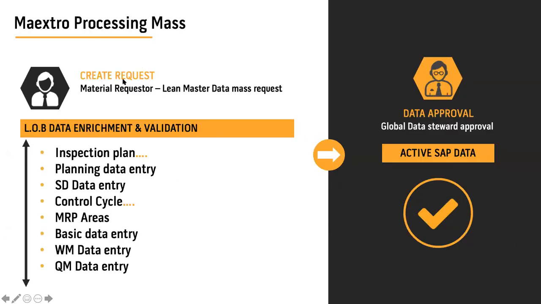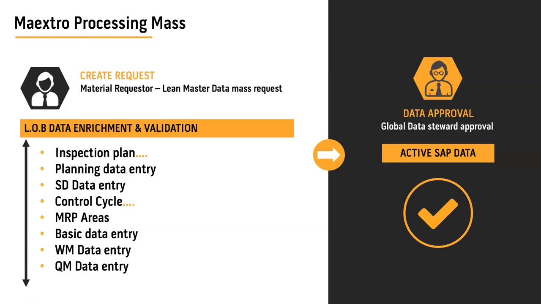Just to explain what's going to happen, we're going to put on a request, and in that request, Maestro is going to start collecting some of this data. So this is a typical material master process. However, within Maestro, we can expand. So we're not just talking about MM01, material master.